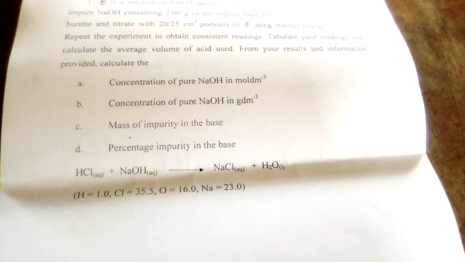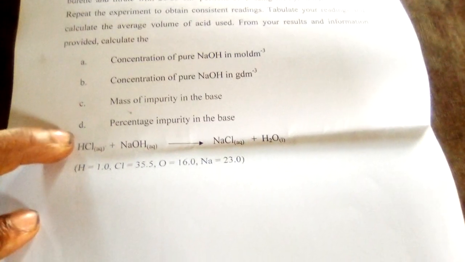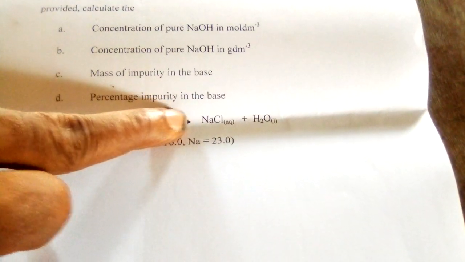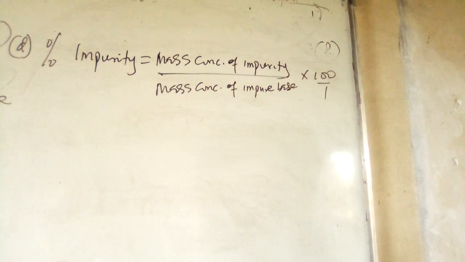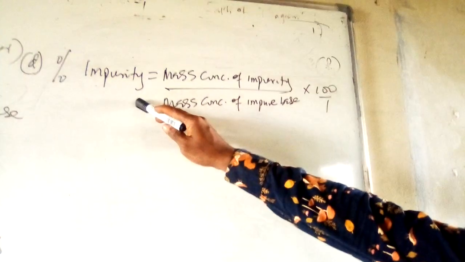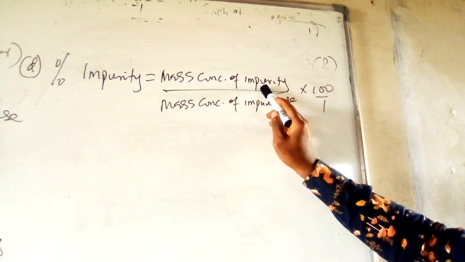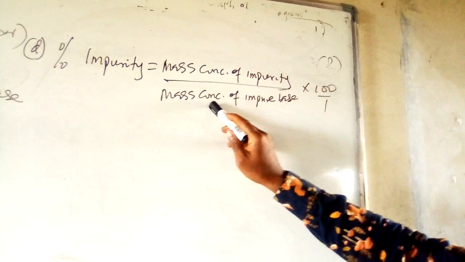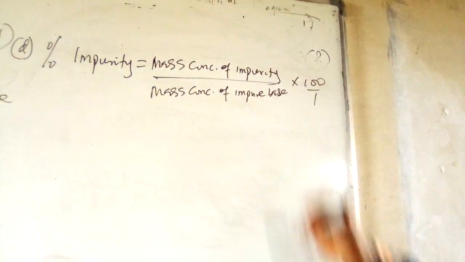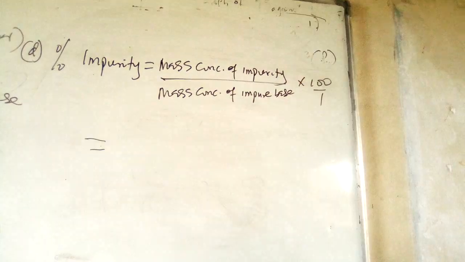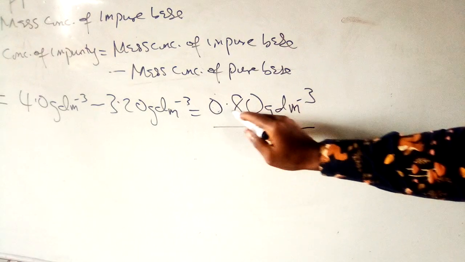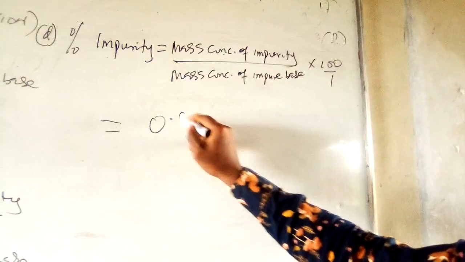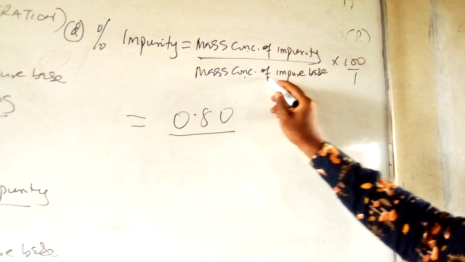Now we look at number D that says find the percentage impurity in the base. So we'll go to the board. To find percentage impurity, we need this formula: mass concentration of impurity over mass concentration of impure base, times 100 over 1. From my previous solution in question C, the mass concentration of impurity is 0.80, and the mass concentration of the impure base is 4.0.